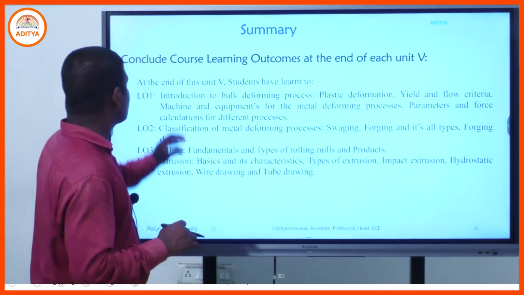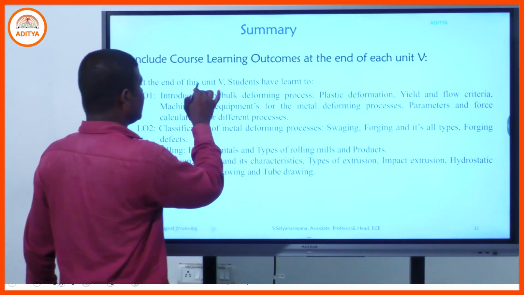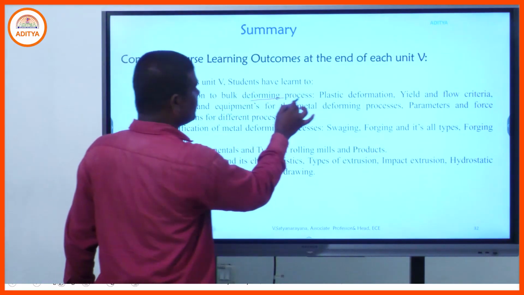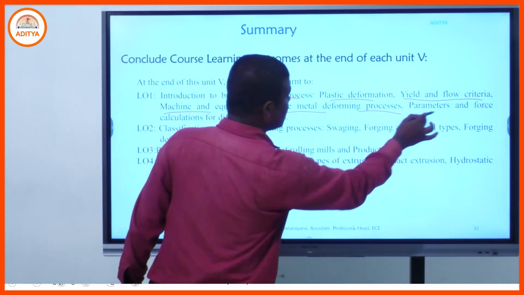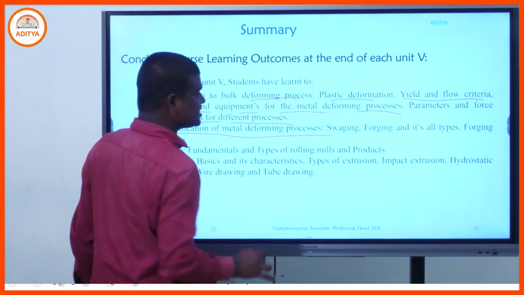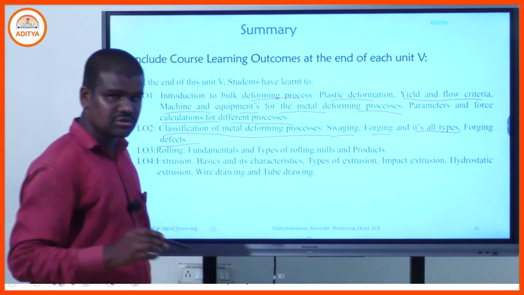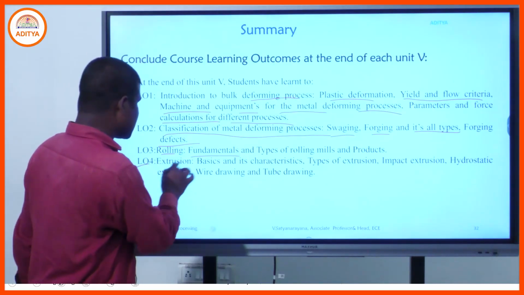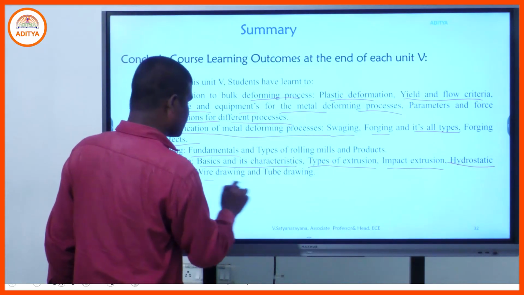Now, summary, concluding course learning outcomes at the end of unit 5. The students have learned: learning outcome 1, introduction to bulk deforming process, plastic deformation, yield and flow criteria, machines and equipment for the metal deforming process, parameters and force calculation for different processes. Learning outcome 2, classification of metal deforming process, swaging, forging and its types, forging defects. Learning outcome 3, rolling, fundamentals and types of rolling mills and products. Learning outcome 4, extrusion, basics and its characteristics, types of extrusion, impact extrusion, hydrostatic extrusion, wire drawing and tube drawing.